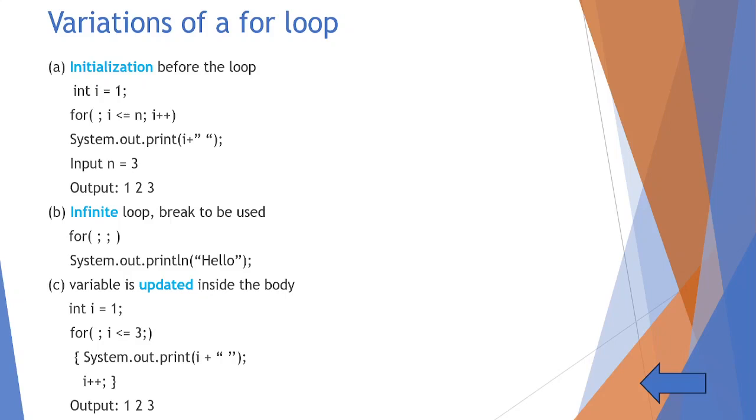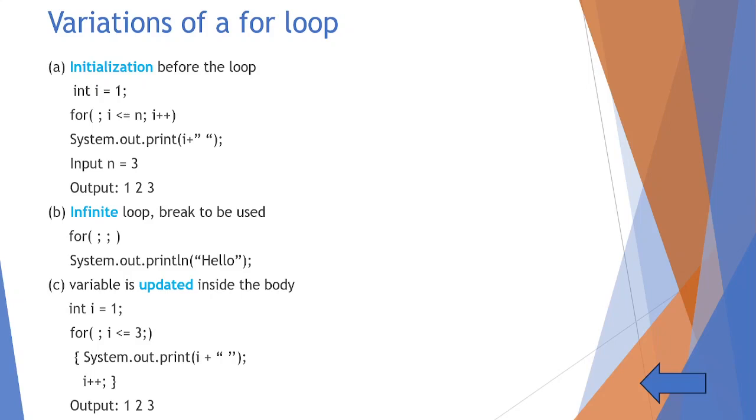The second variation is infinite loop. For semicolon, semicolon, and then body. This statement hello will be printed infinitely unless break is used. If we want to use break, then a block should be there. Inside the block, some condition. Based on that condition, break should be used.